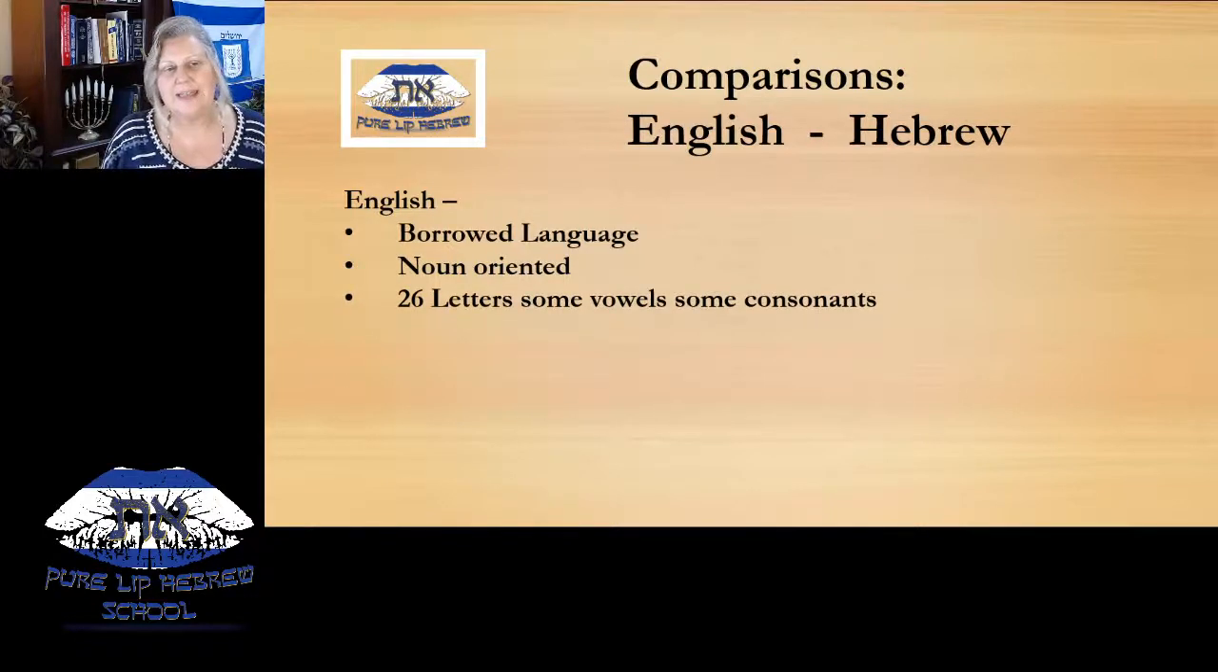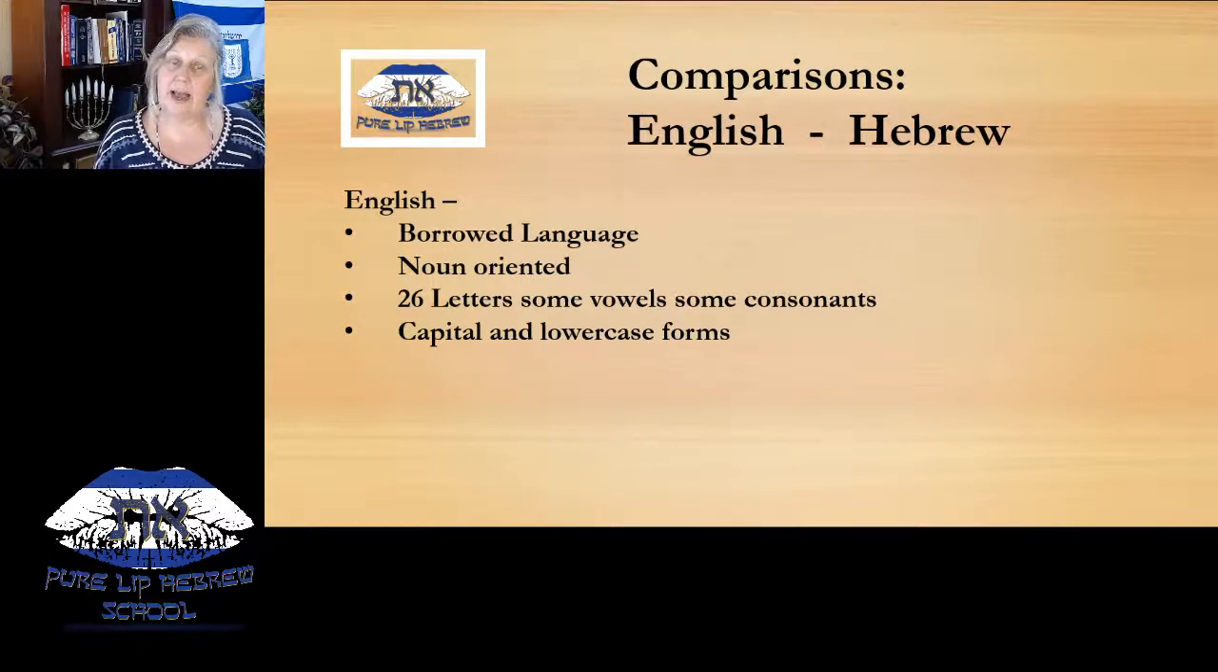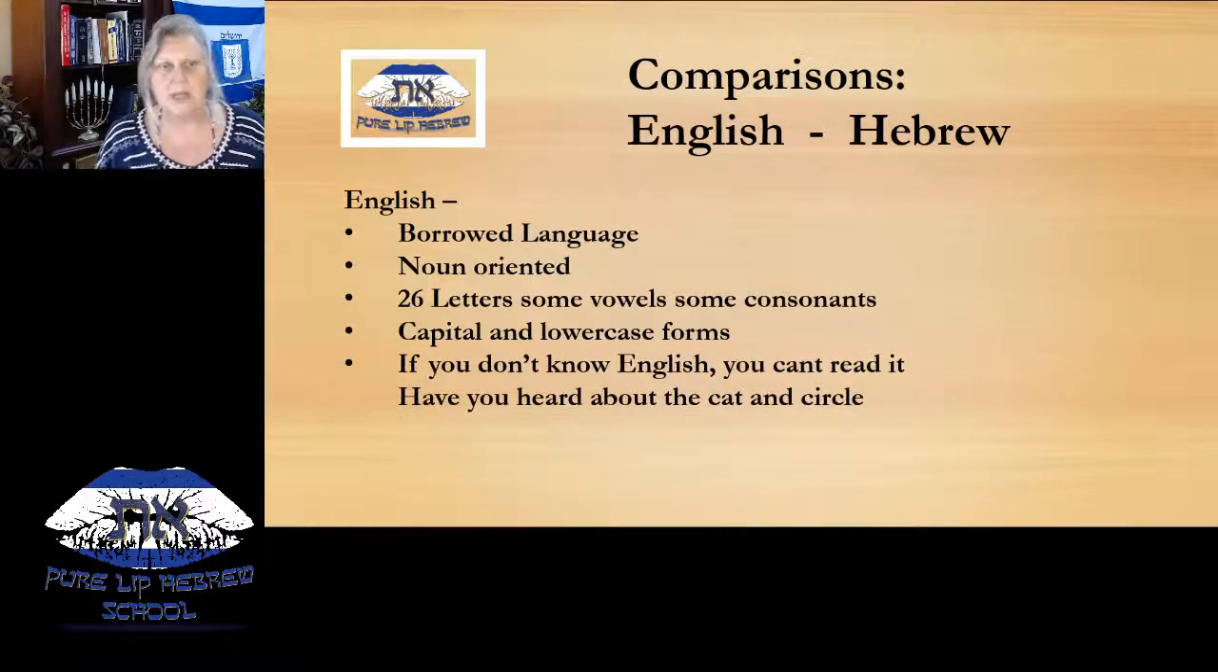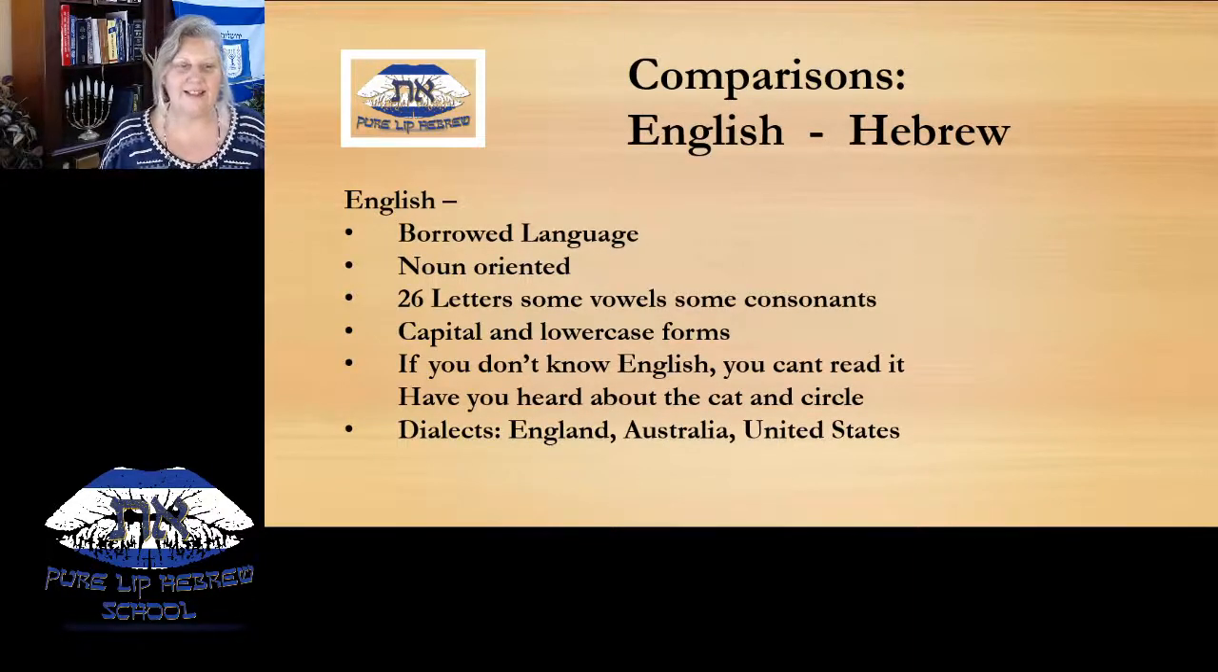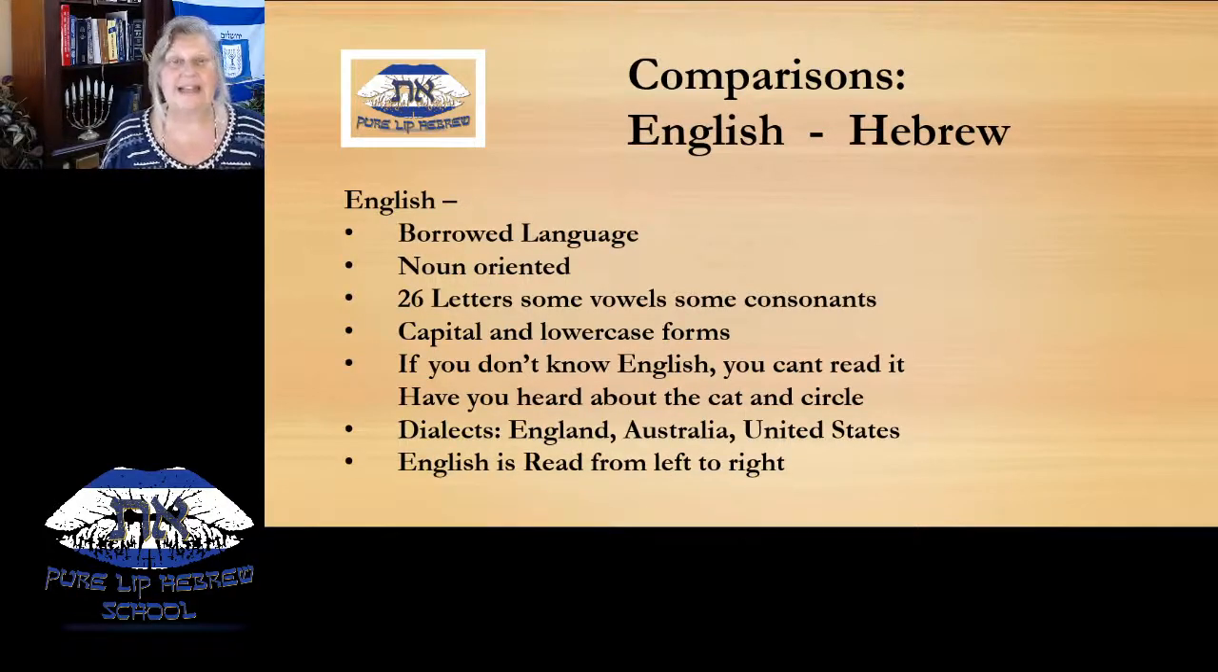There are 26 letters. Some are vowels and some are consonants. Some letters are capital and some are lowercase. We have different forms. If you don't know English, you can't read it. Have you ever heard about the sat and kirkle? There are different dialects from England, from Australia, from the United States, and English is read from right to left.